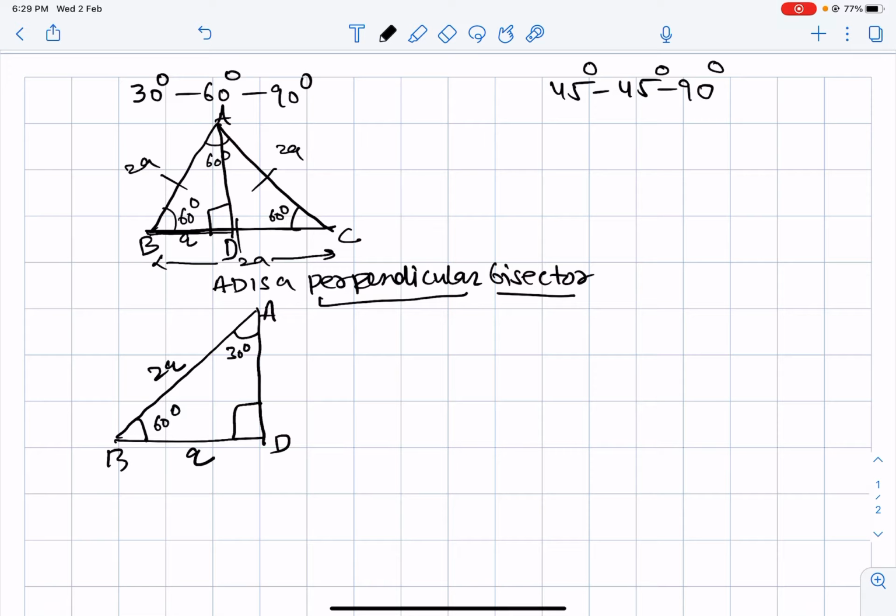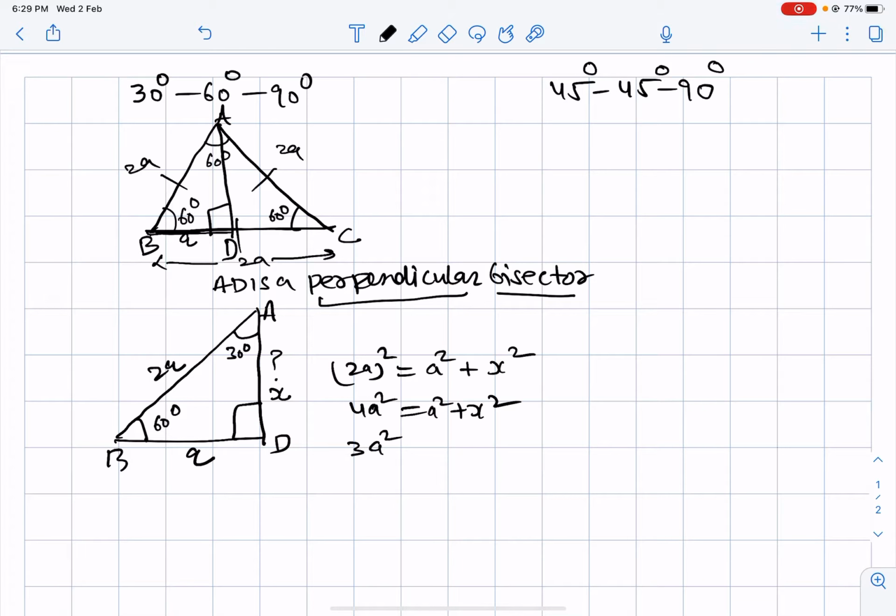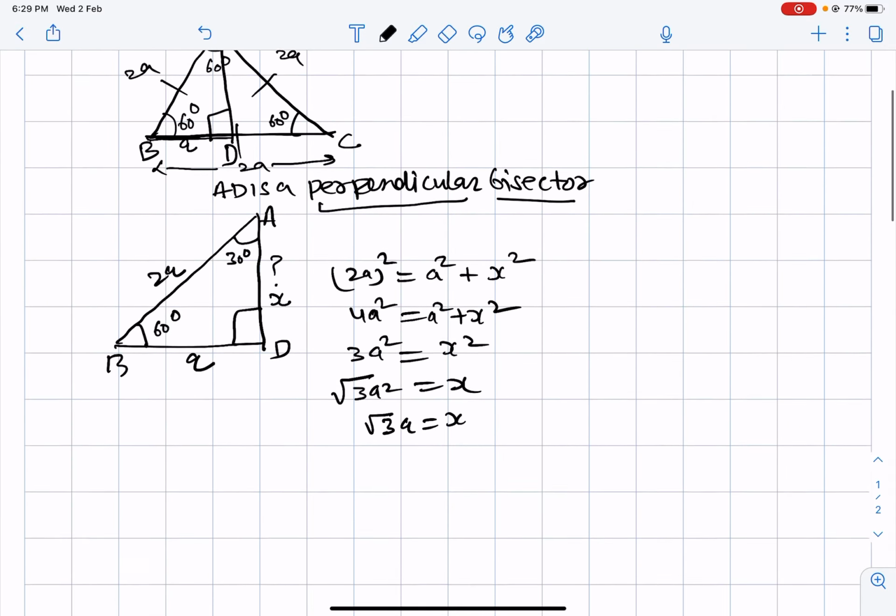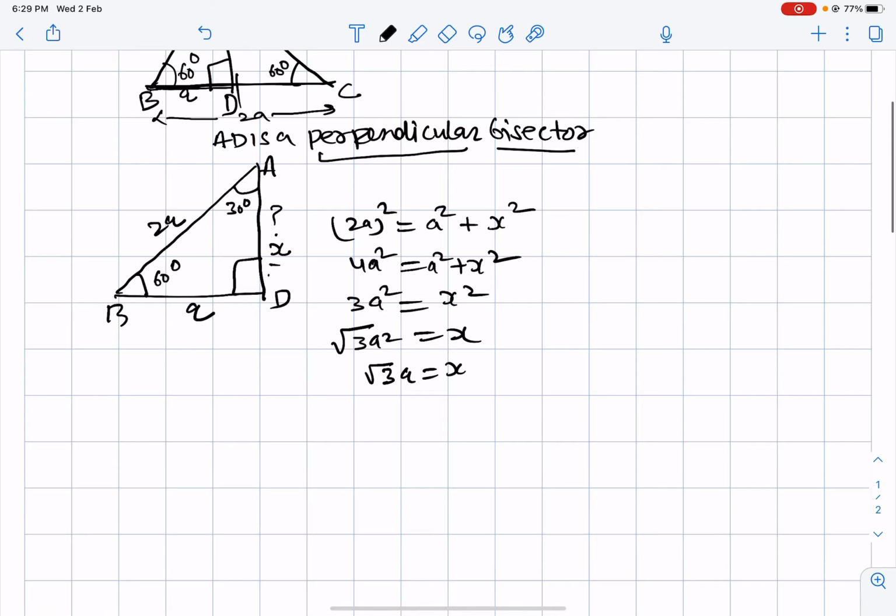And now we need to find AD. So let's say AD is x. Now using Pythagoras theorem, we know (2a) squared is a squared plus x squared. This is 4a squared is equal to a squared plus x squared. This gives me 4a squared minus a squared is equal to x squared, so 3a squared is equal to x squared. So x is equal to the square root of 3a squared, which is square root of 3 times a. So this x is square root of 3 a.